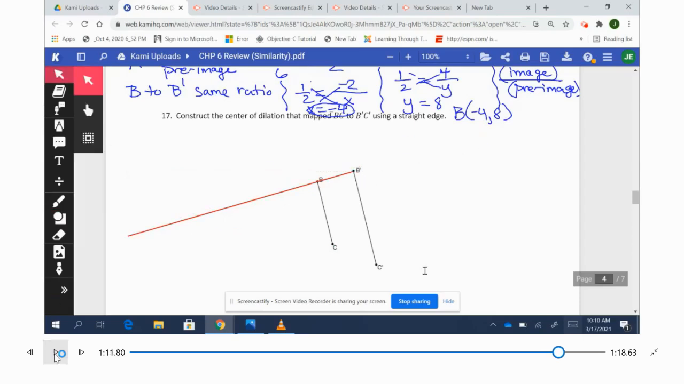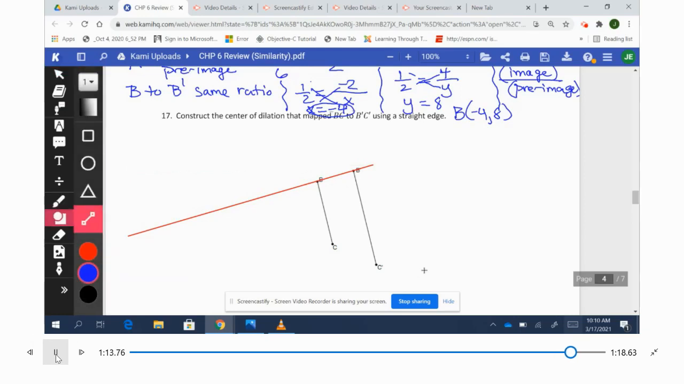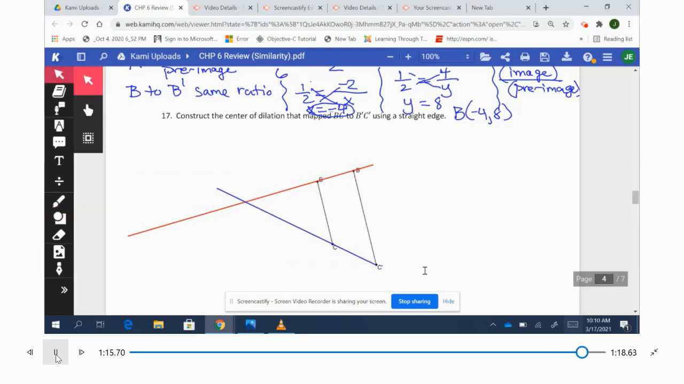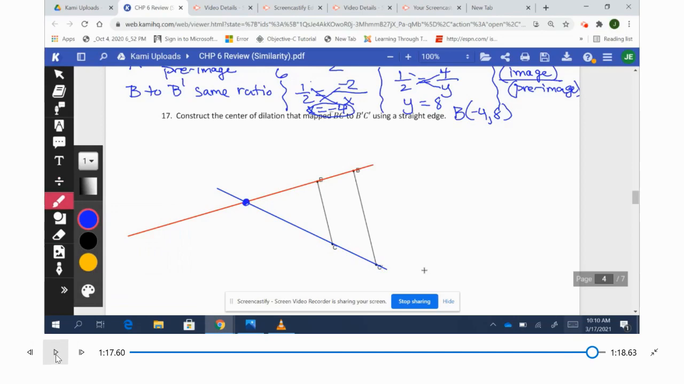Okay, so I take care of the path that B and B prime used. The center is somewhere on this straight path. So then I also use a straight edge for C and C prime and find out where those straight paths intersect. And wherever that is going to be our center of dilation. That's it.